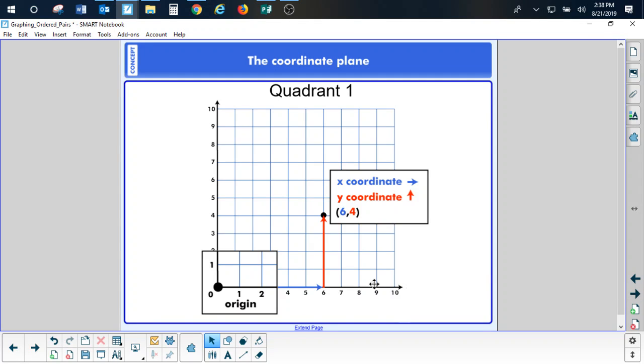So for the first quadrant, an important vocab word is origin, which is your starting point. It's the point 0, 0, the black dot right there. You're going to be given a coordinate pair, such as the one located here, 6, 4, where 6 is your x-coordinate. It tells you how many units to move to the right on the x-axis. The red number 4 is your y-coordinate. It tells you how many units to move up on your y-axis.